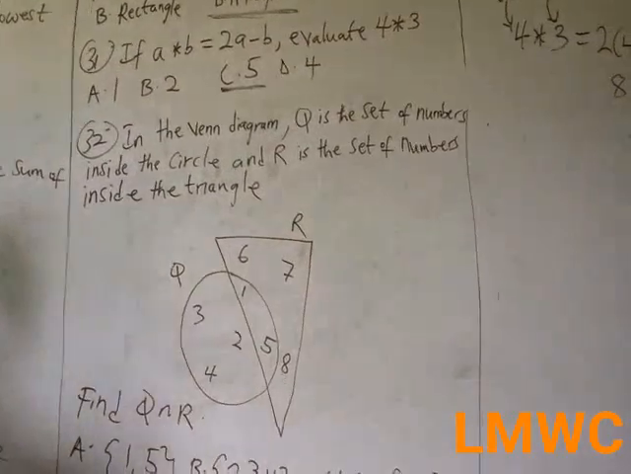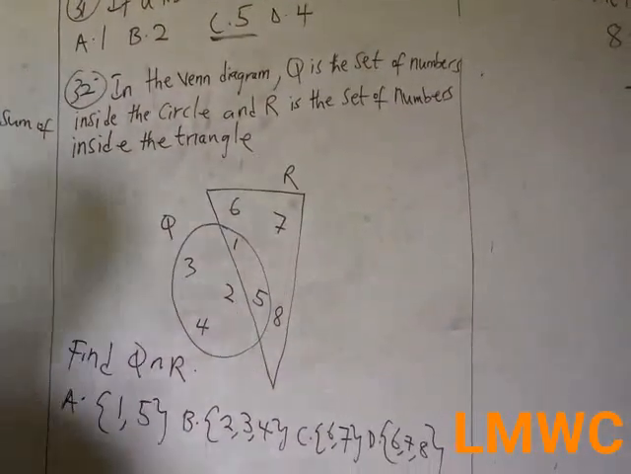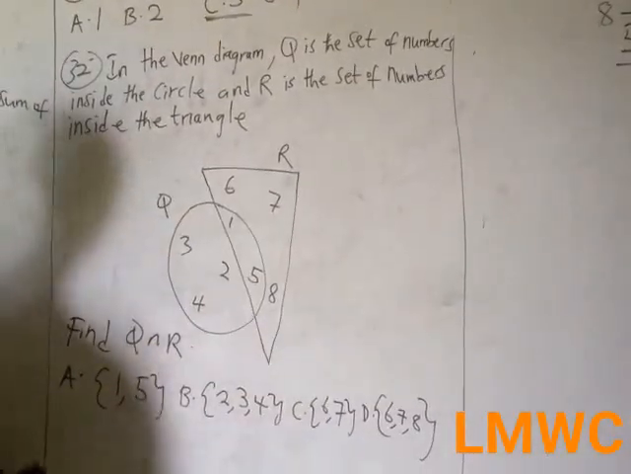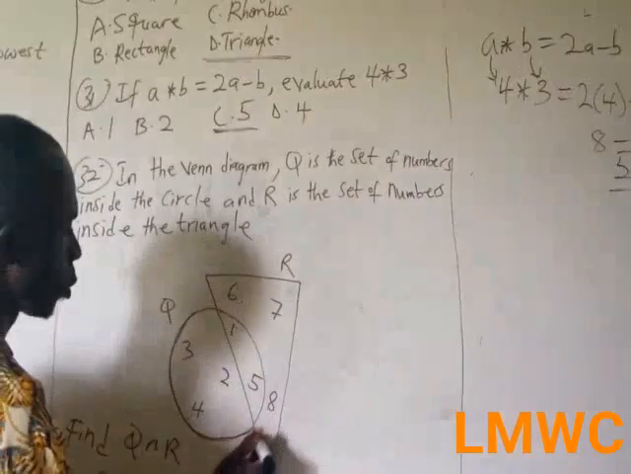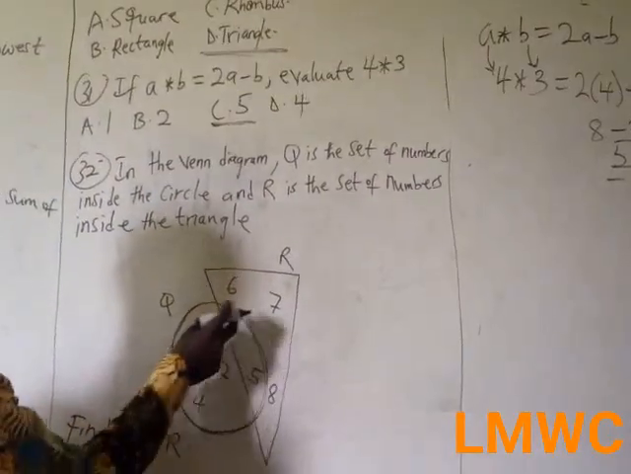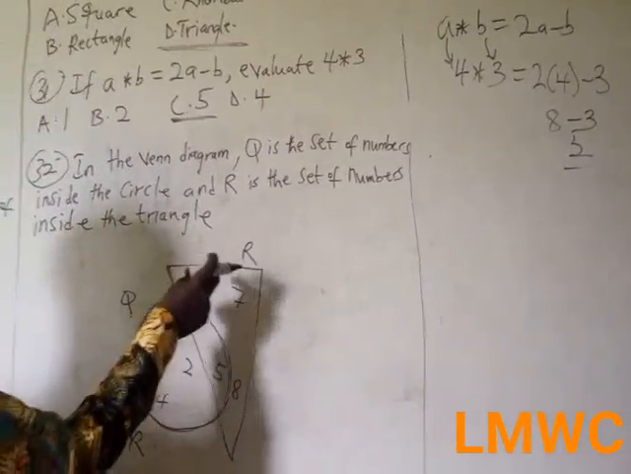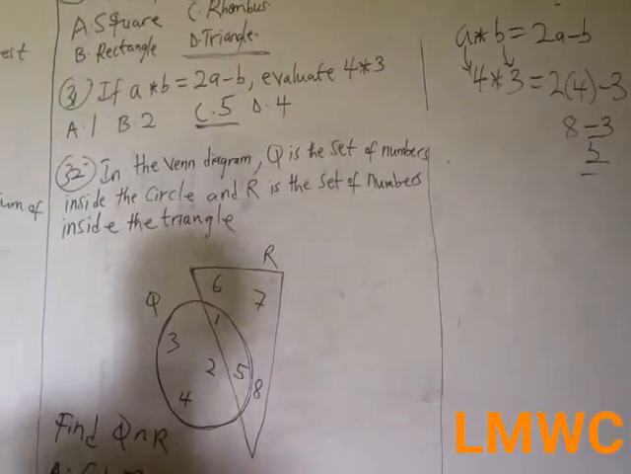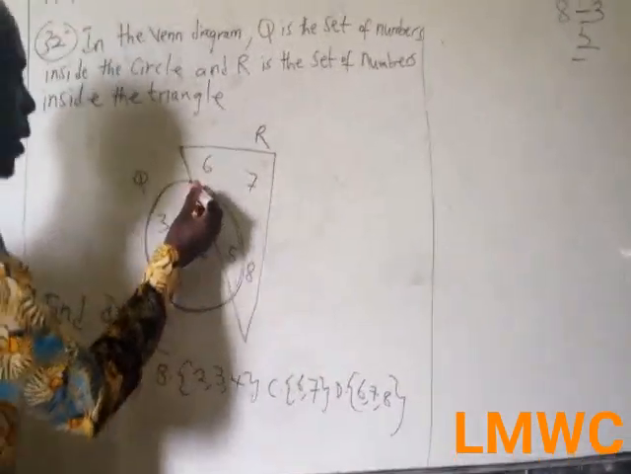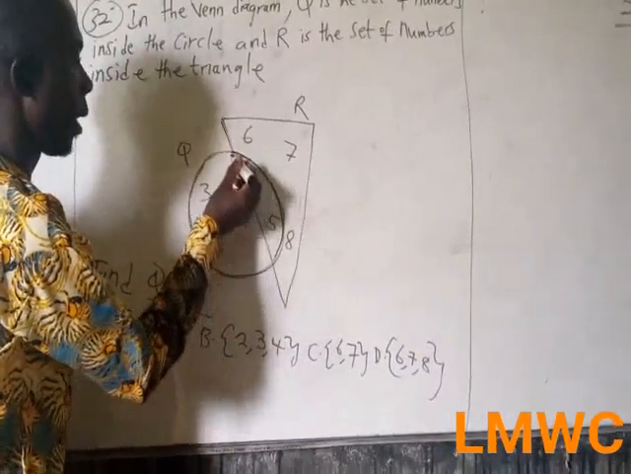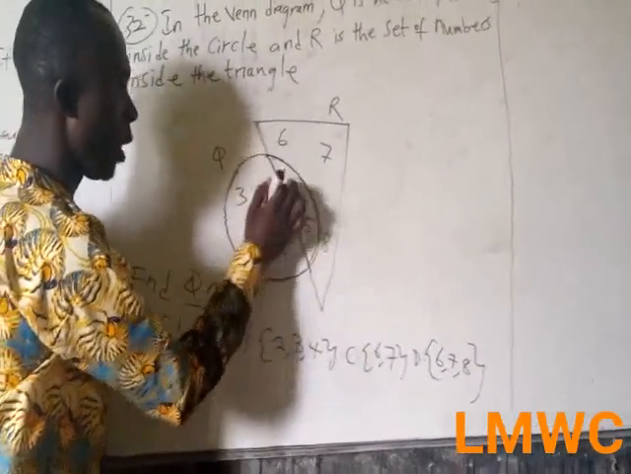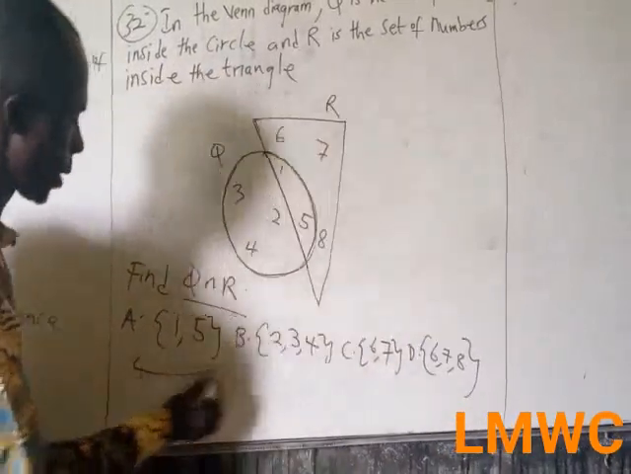In the Venn diagram, Q is the set of numbers inside the circle, and R is the set of numbers inside the triangle. Find Q intersection R. Now this is the circle. So we have 3, 2, 4, 1, 5 inside the circle, and the triangle is 1, 5, 6, 7, 8. So the intersection, this means where the circle and the triangle intersect, we have 1 and 5. So the answer is A.